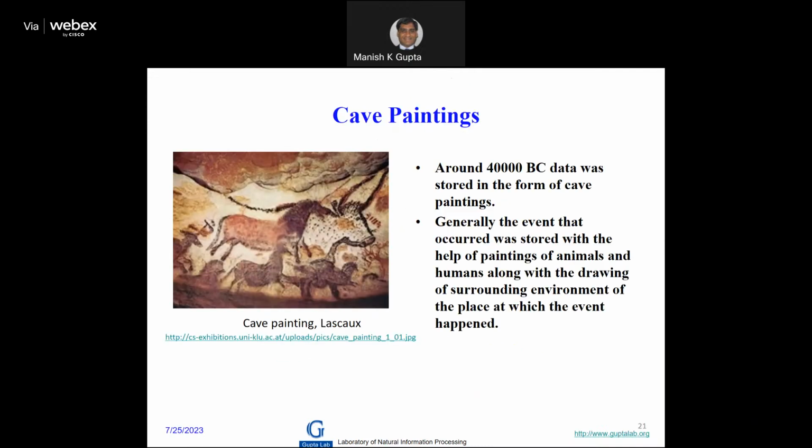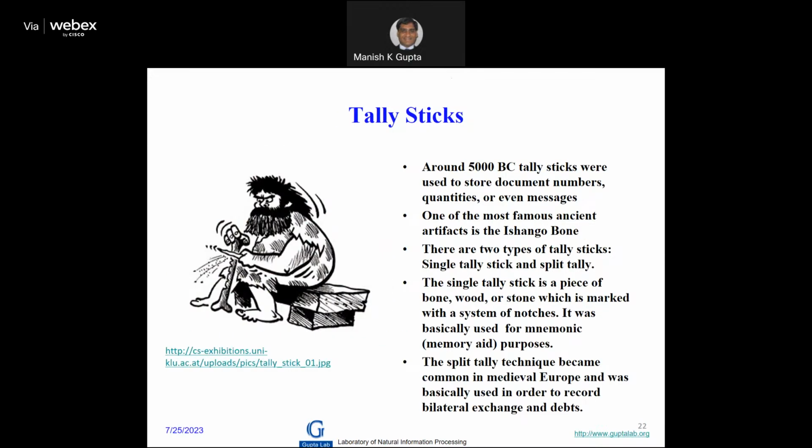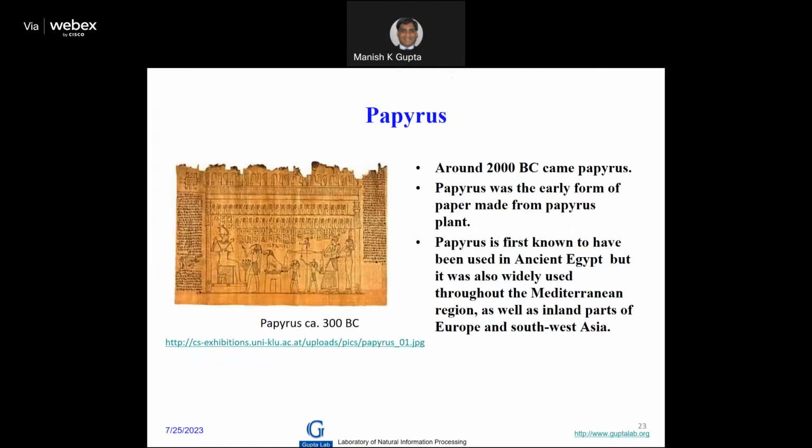So cave paintings. This is the first primitive storage thing, right? You store information on the walls of the caves. That is also data, right? You are storing data on the caves. That's pretty old actually. Tally sticks. This is also a very primitive thing, around 5000 BC. They used to store on bones, make marks and something like that. So tally sticks were used to store different kinds of things. Papyrus was an early form of paper actually.